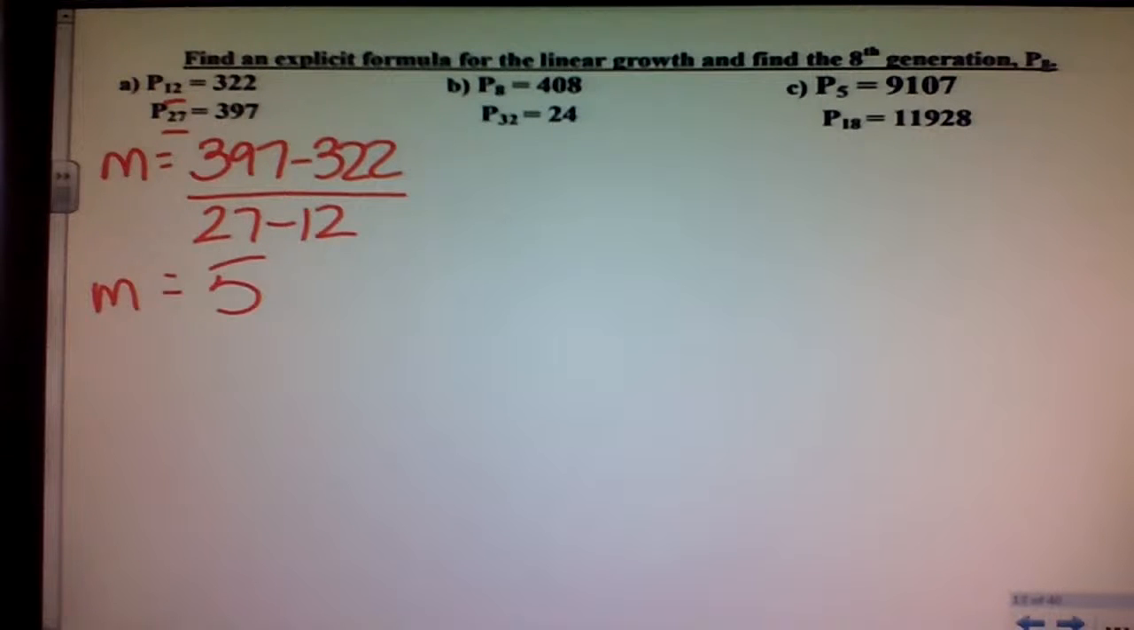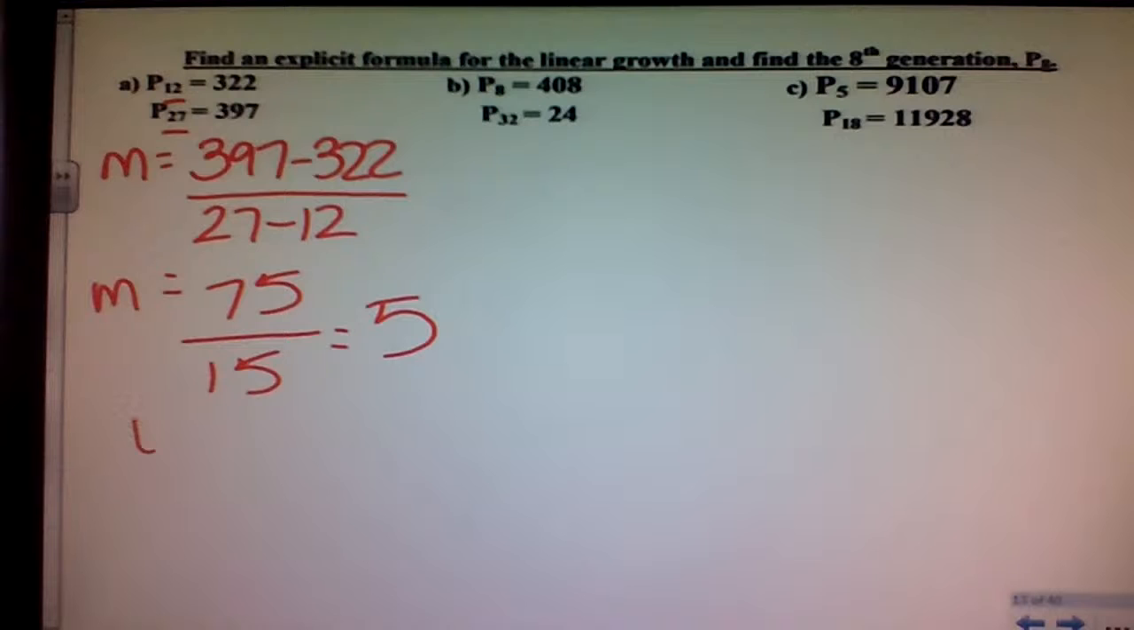When I actually do that, 397 minus 322 is 75. 27 minus 12 is 15. And when I divide that, I get 5. Okay? Good question. So that's my slope.